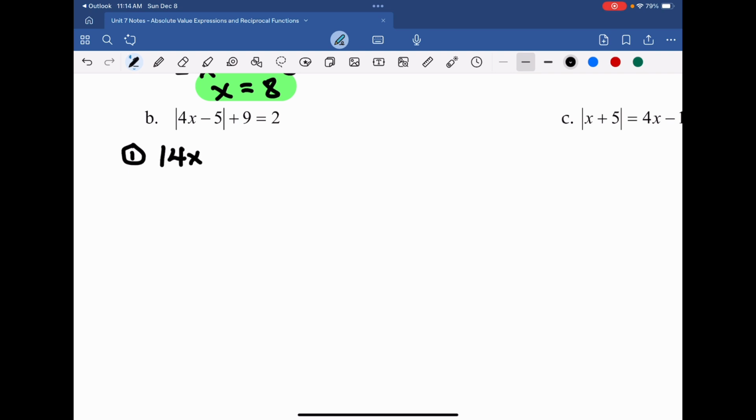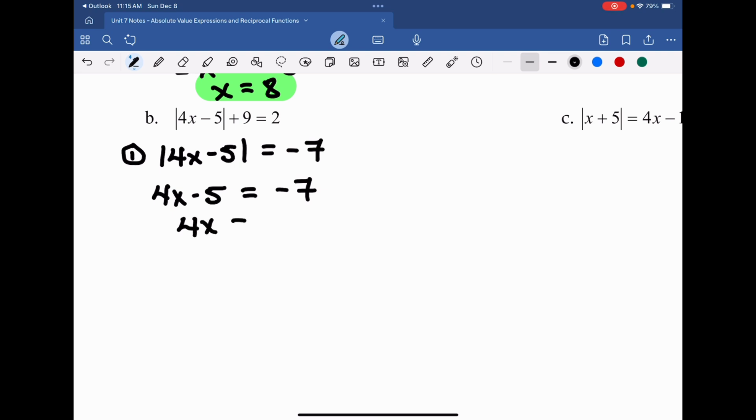So I'm going to write this as the absolute value of 4x minus 5 is equal to 2 minus 9, because we're going to bring that 9 from our left-hand side here and bring it across to the right. 2 minus 9 is equal to negative 7. I'm then going to take the two variants of it. So I'm going to take the positive variant first, is equal to negative 7.